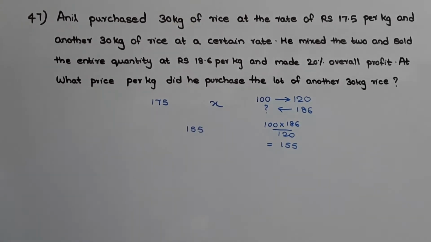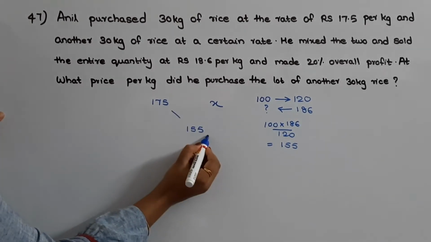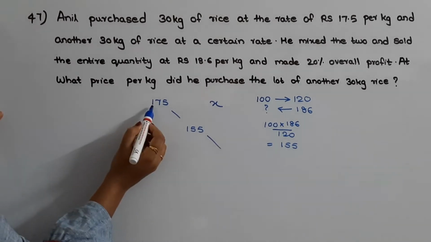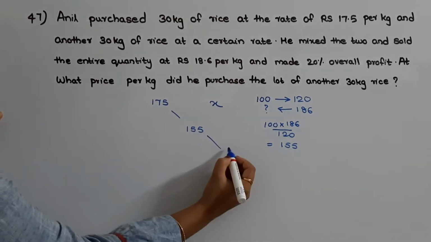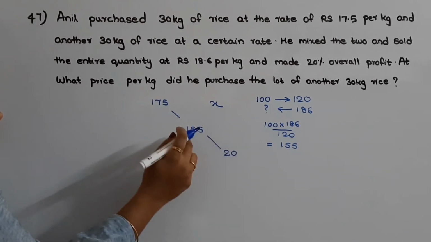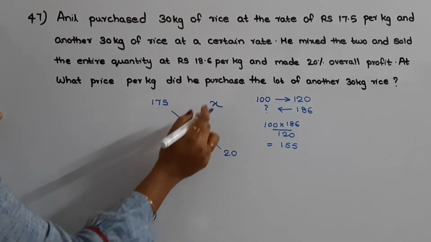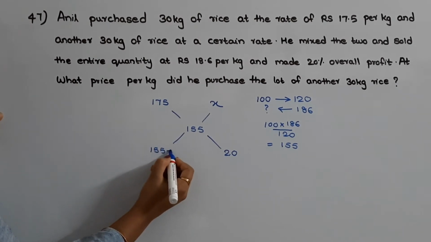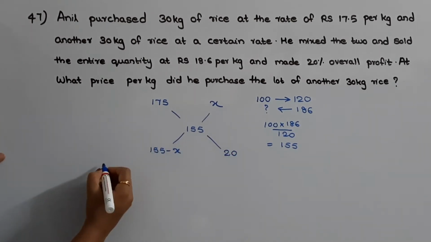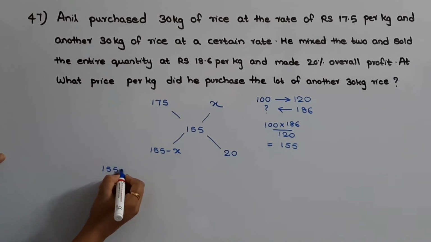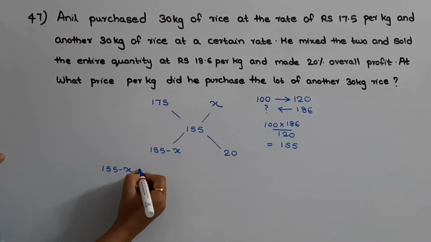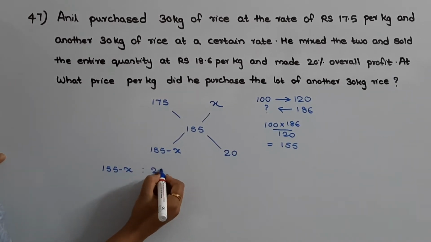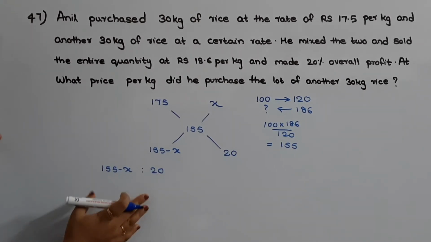Okay. Now let us find out the difference diagonally. Okay, so 175 minus 155 is equal to 20. Okay, so this will be 155 minus x. So that let us write here. Okay, so the ratio is 155 minus x is to 20. Okay, so this is the ratio of the quantity.